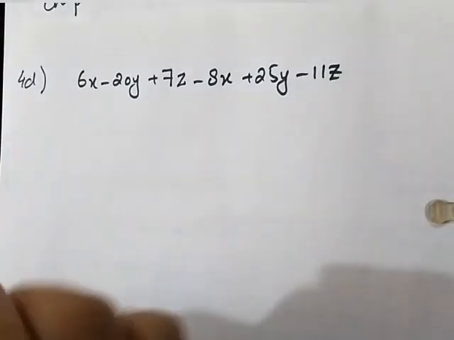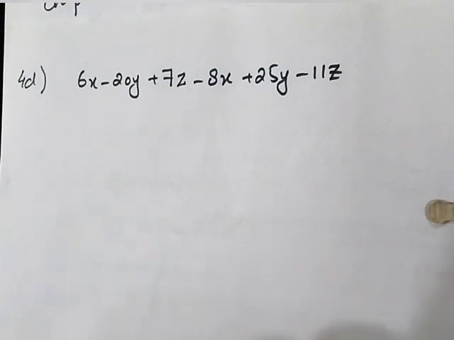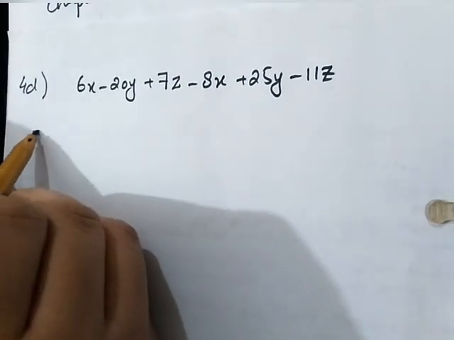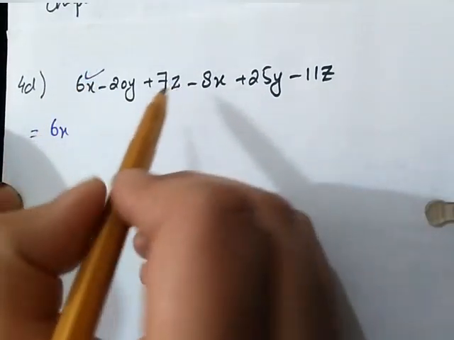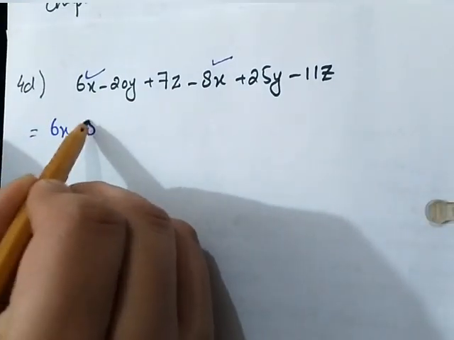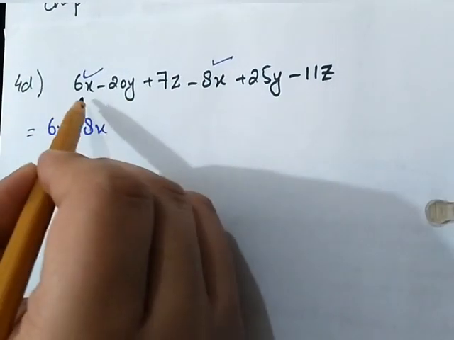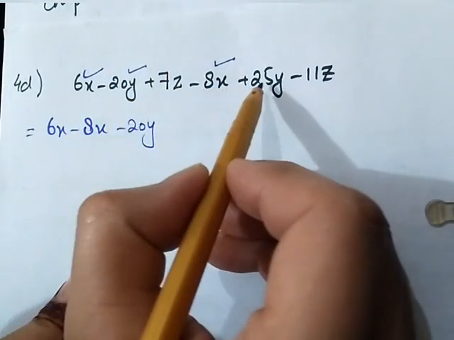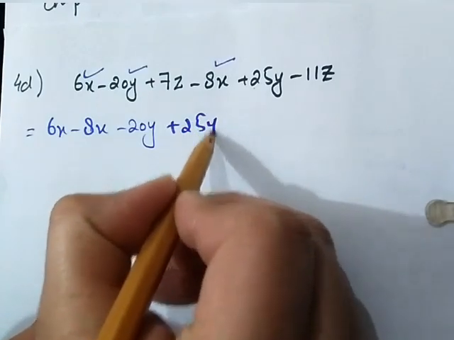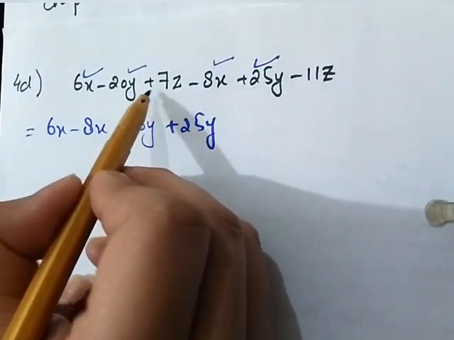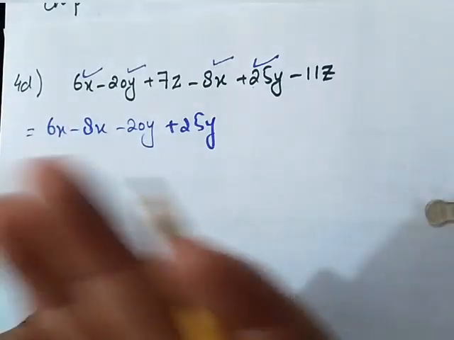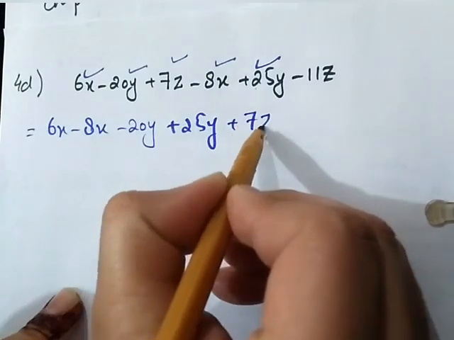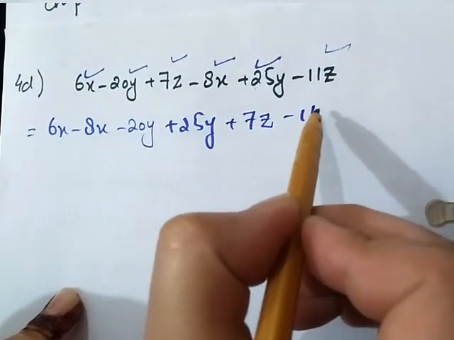Okay, part D of this question. Now in this question you have three types of variable, x, y and z. So firstly we again rearrange our expression. 6x, and what is the next x term, minus 8x. Done with these two terms. Now y, minus 20y, and what is the next y term? Plus 25y. Done. Now z, because we write it alphabetically, x, y, z. Now 7z, and the next is minus 11z.